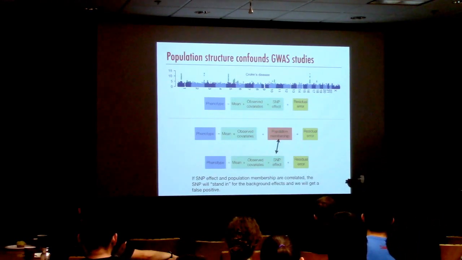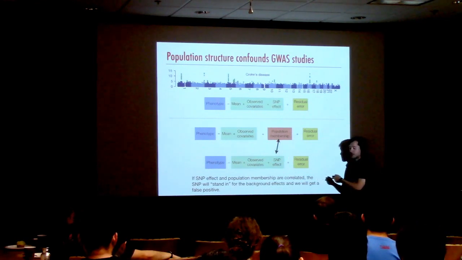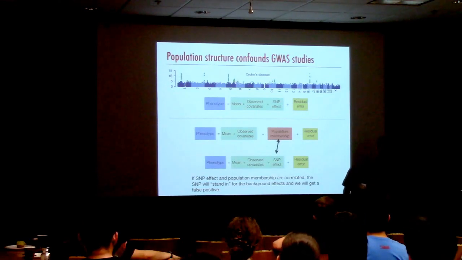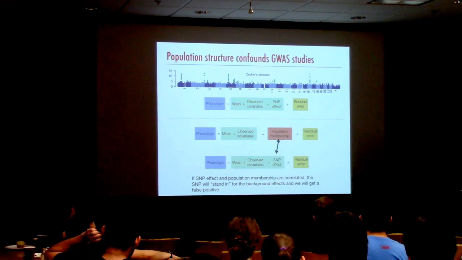So what is done to correct this is to put in extra variables that represent population membership, either in the form of ancestry coefficients, principal component values, or random effects that have a covariance structure that is meant to model the population structure in the data. Okay? So in short, just in terms of motivation, if we don't understand this population membership, we'll get false positives in genome-wide association studies.